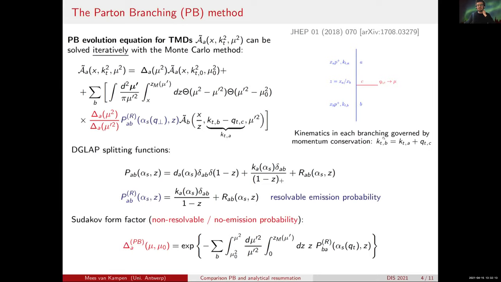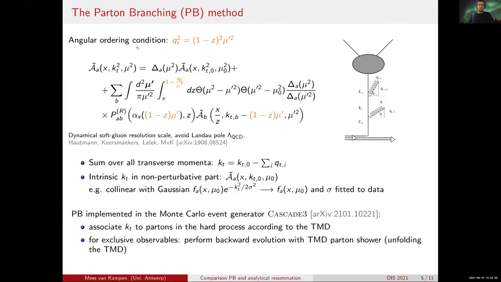In each branching, one can keep track of the transverse momentum by using momentum conservation. Since we are evolving TMDs, we need to know how to calculate the emitted transverse momentum. For this, we need an ordering condition for the evolution scale. So we use angular ordering, such that we take into account the QCD color coherence effect, and the branchings are then ordered in their angle. You see that this angular ordering condition appears in several parts of the evolution equation: in the resolution scale, in the scale in alpha S, and also in how we calculate the transverse momentum. So at the end, when we do forward evolution, for example, the transverse momentum is the sum of the initial transverse momentum minus all the emitted transverse momenta.